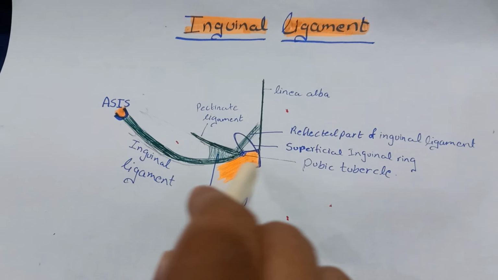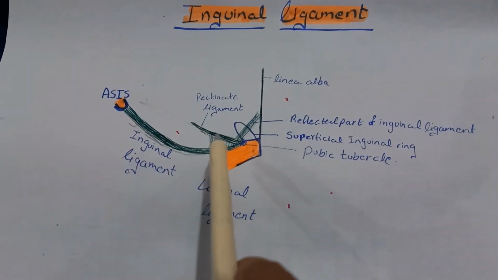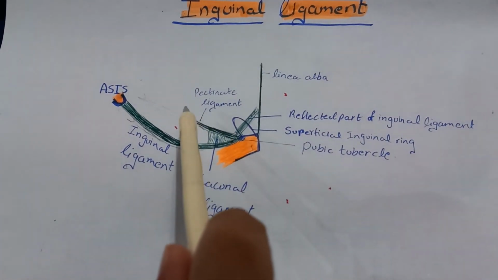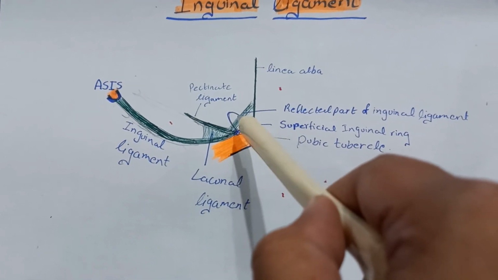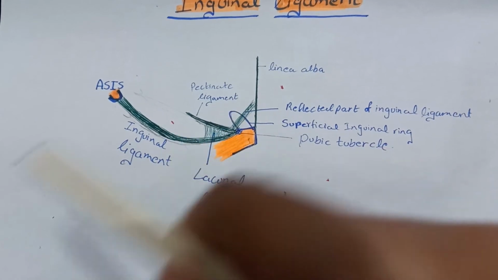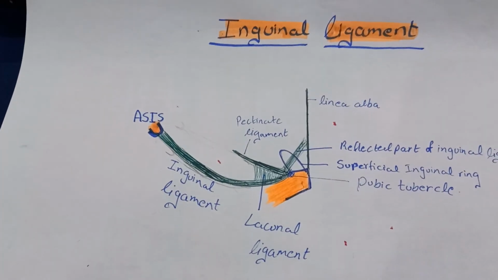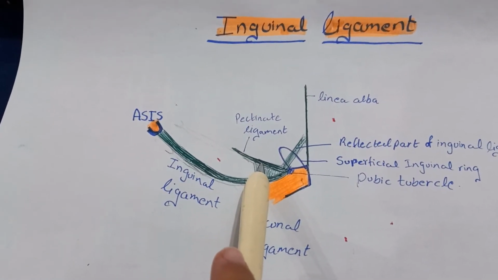Inguinal ligament has three extensions, as you can see in this diagram. One is the lacunar ligament. Another extension is the pectineal ligament. Another extension is the reflected part of the inguinal ligament. So these are the three extensions of the inguinal ligament. Now let us discuss the lacunar ligament, which is also called the pectineal part of the inguinal ligament.